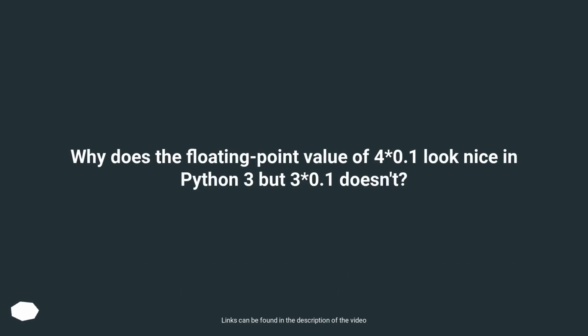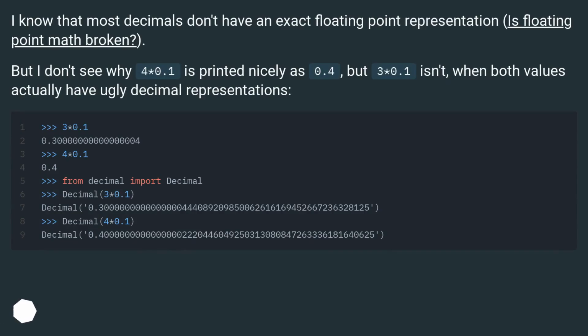Why does the floating point value of 4 times 0.1 look nice in Python 3 but 3 times 0.1 doesn't? I know that most decimals don't have an exact floating point representation. Is floating point math broken? But I don't see why 4 times 0.1 is printed nicely as 0.4, but 3 times 0.1 isn't, when both values actually have ugly decimal representations.